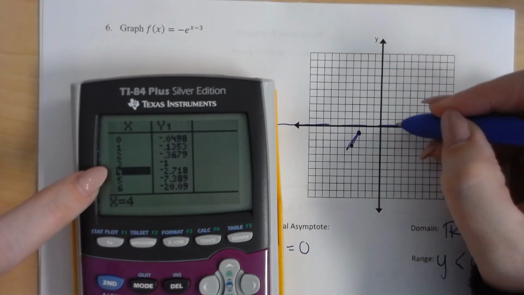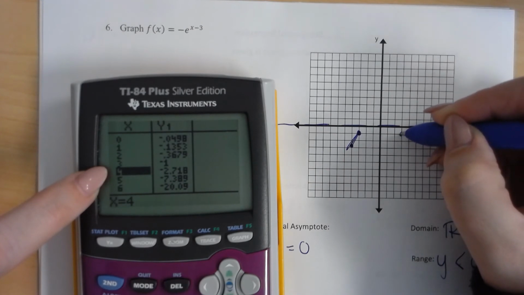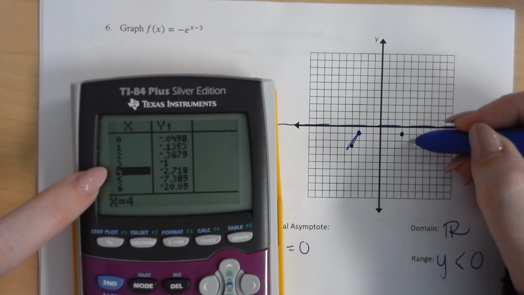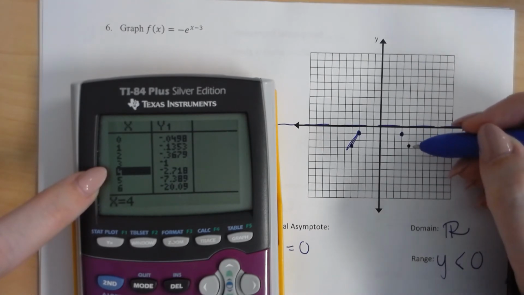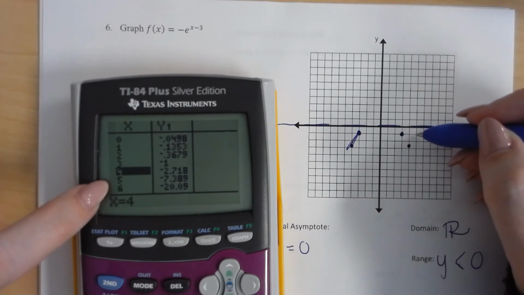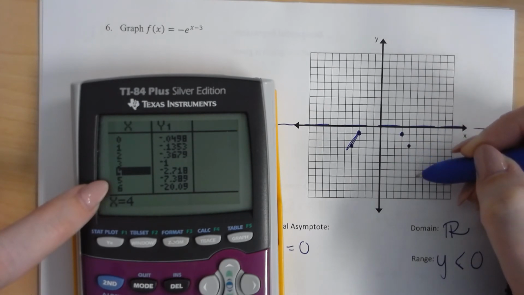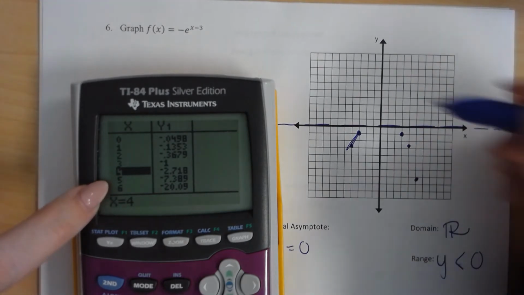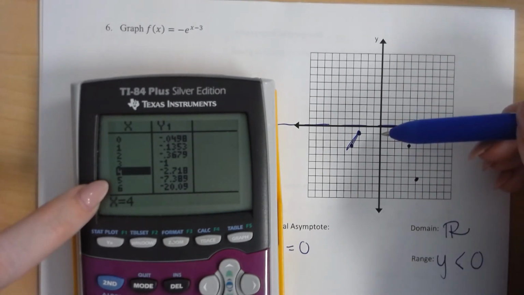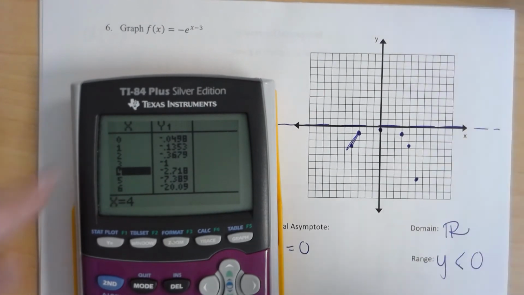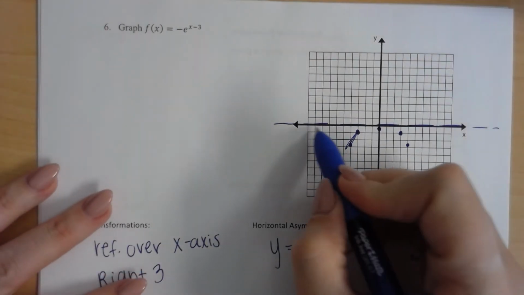Oh wait, what am I doing? This isn't negative, it's 3, -1. Sorry guys, 3, -1, 4, there we go, 5, -7, a little bit over -7. Okay, let's also do at 0. 0 was negative, so it's really, really close to 0. So here is our graph.